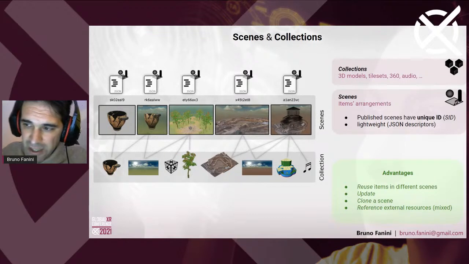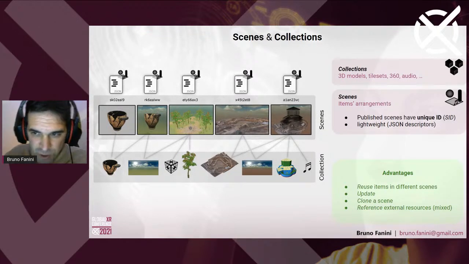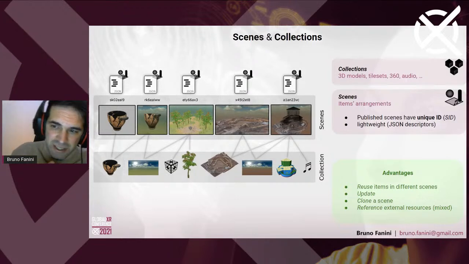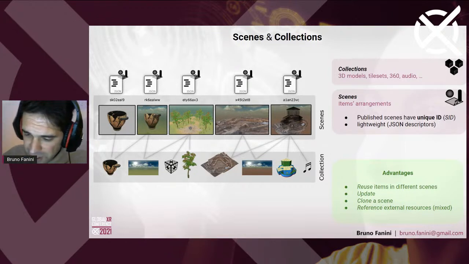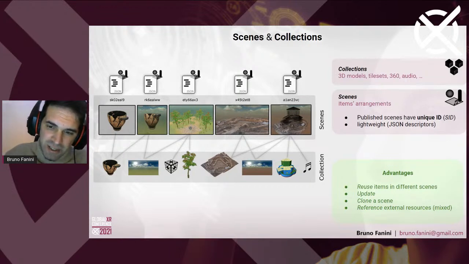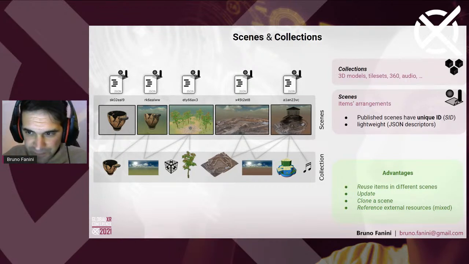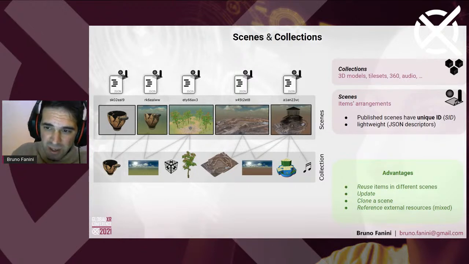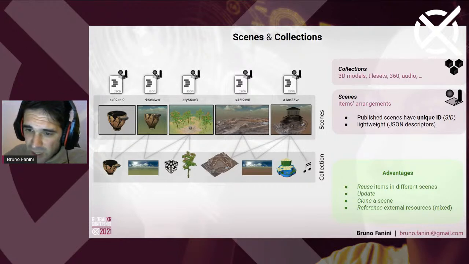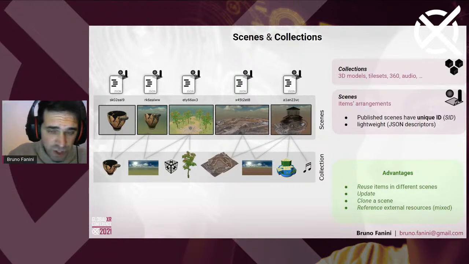So let's have a look at the data organization of the framework. We have here an important distinction between collections and scenes. Collections are basically where you create your items: 3D models, tile sets, like we've seen 3D Tiles, 360 panoramic content, audio, and so on. On the other hand, you have the scenes that are basically possible arrangements of these items. So the scenes can be published inside the framework, and they have a unique identifier. So you know that when you have the identifier, you have a specific scene. They are very light in terms of storage because they are basically JSON descriptors.